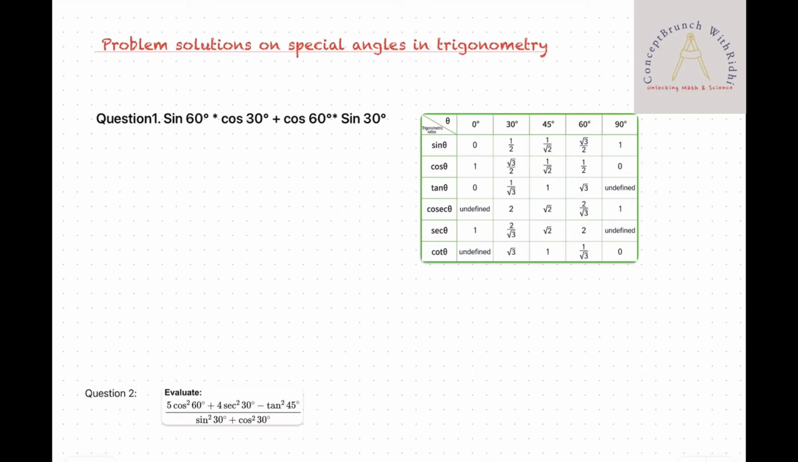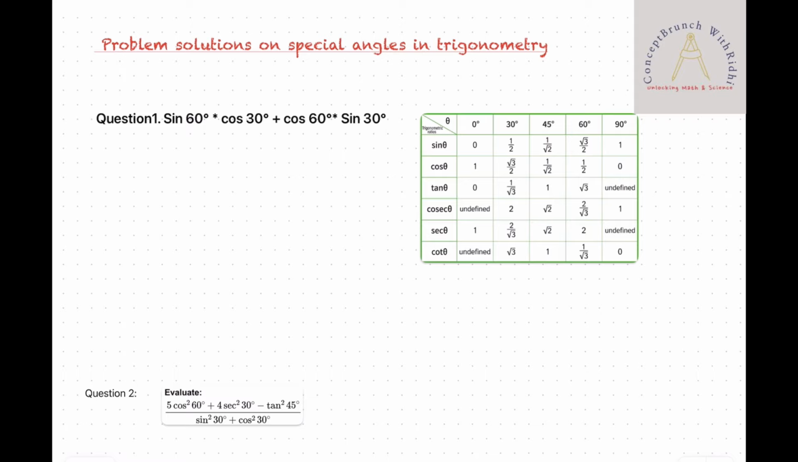Today we are diving into an exciting topic that forms the foundation of trigonometry, special angles. We will focus on angles 0 degree, 30 degree, 45 degree, 60 degree and 90 degree, and using their trigonometric values to solve problems effortlessly. These angles are must know for every math student.